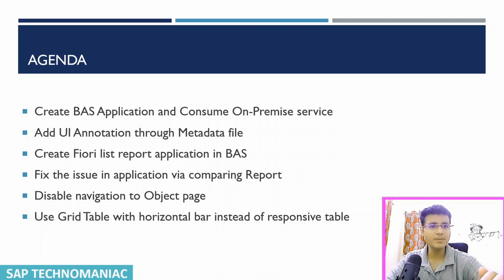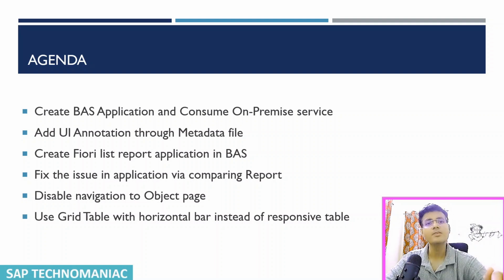We'll create the BAS application. We'll compare the output of our report and the list report page and fix the issues if we get some. Not only that, we will disable the navigation. Currently, by default in the list report page, we have the navigation.